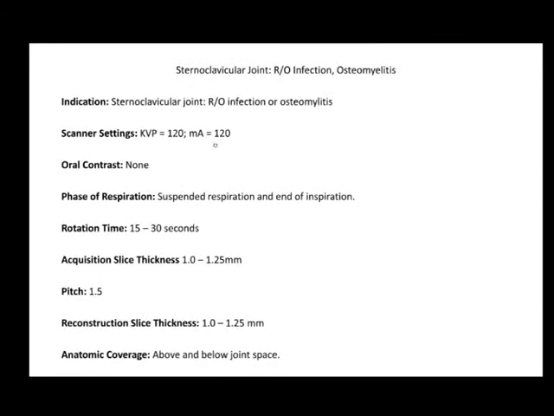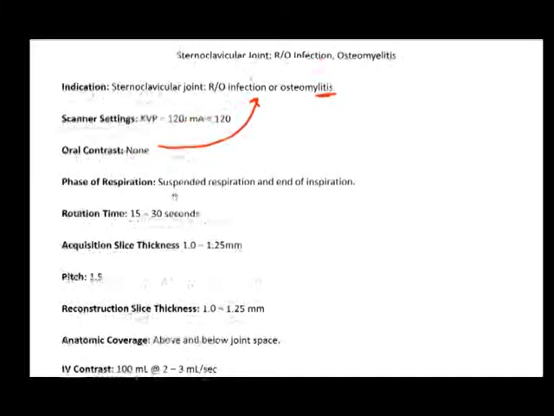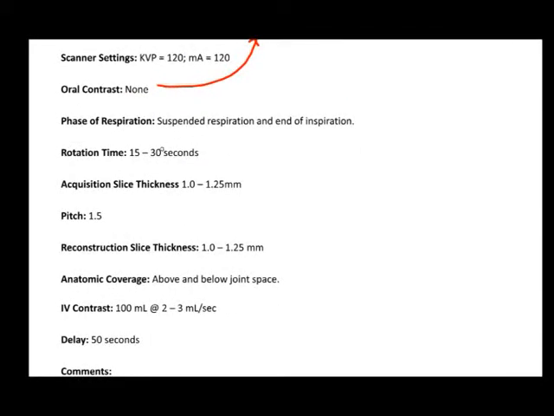Okay, the sternoclavicular or SC joint to rule out an infection or osteomyelitis, which, as we can see, is an inflammation process. Scanner settings are going to be kVp 120, mA is going to be 120, oral contrast none, once again because we're utilizing this scan to look for infections in this area. Phase of respiration is going to be suspended at the end of inspiration.